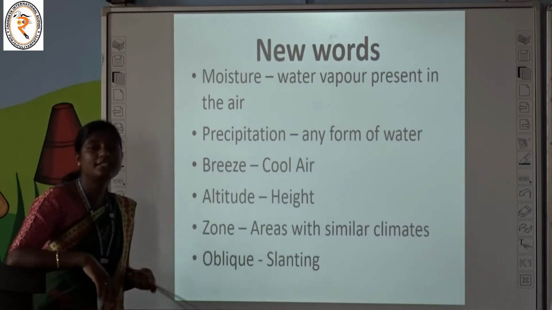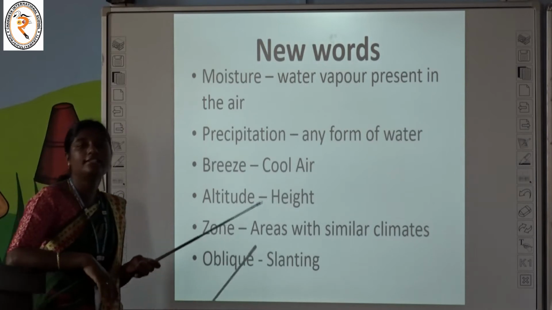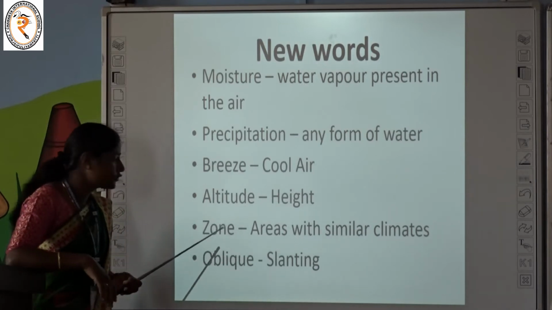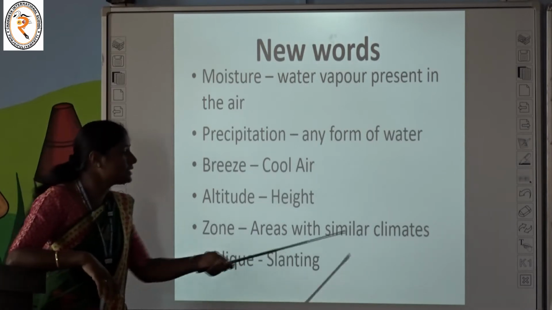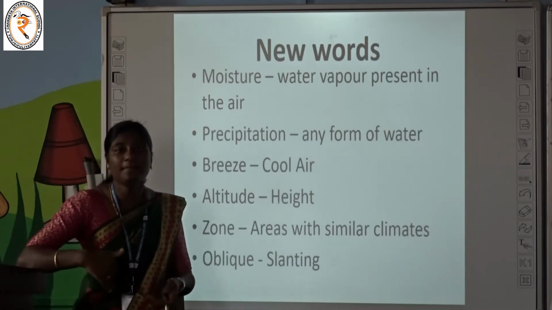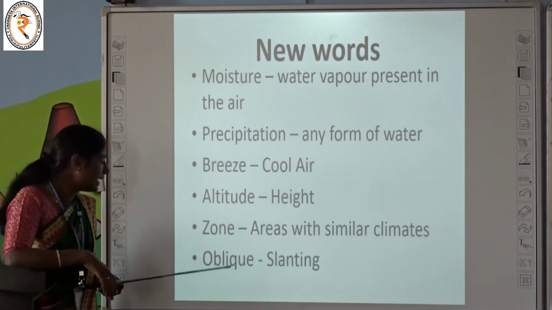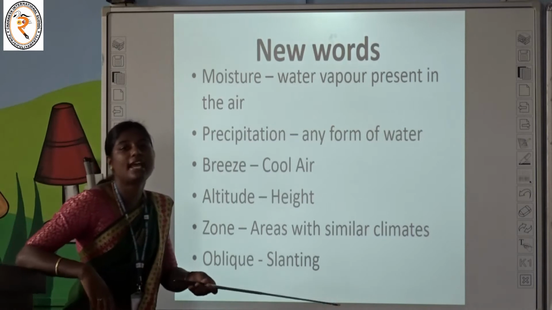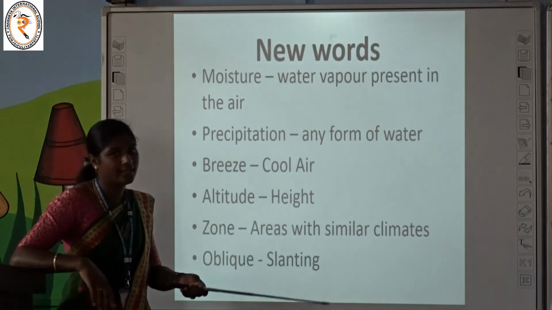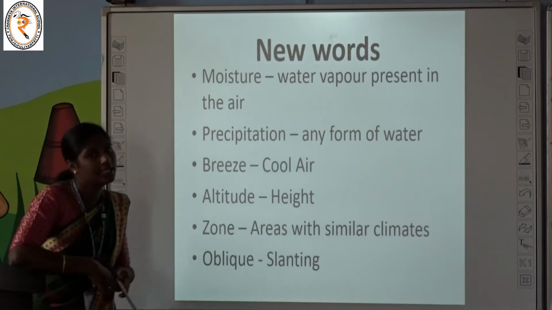And breeze. Breeze in the sense cool air. And altitude. Altitude means height. And zone. Zones means areas with similar climates. The different areas which have the same climate, which are present in the same zone, are called zones. And oblique. Oblique in the sense slanting. Oblique means slanting. These are some of the new words you are going to learn in this chapter.